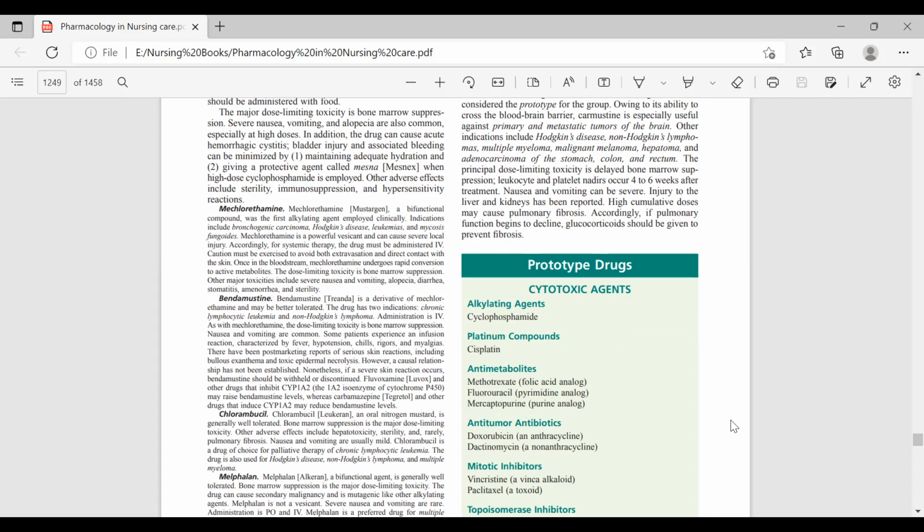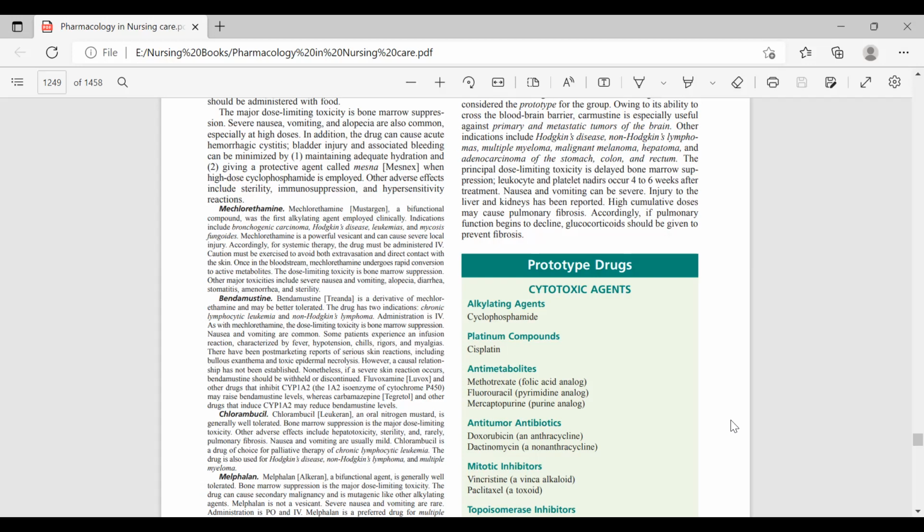The other agent is mechlorethamine. Mechlorethamine is also a bifunctional compound. It was also the first alkylating agent employed clinically. Indications include bronchogenic carcinoma, Hodgkin's disease, leukemias, and mycosis fungoides. Mechlorethamine is a powerful vesicant and can cause severe local injury. For systemic therapy, the drug can be administered IV. Caution must be exercised to avoid both extravasation and direct contact with the skin. Dose limiting toxicity is bone marrow suppression. Other toxicities include severe nausea and vomiting, alopecia, diarrhea, stomatitis, amenorrhea, and sterility.